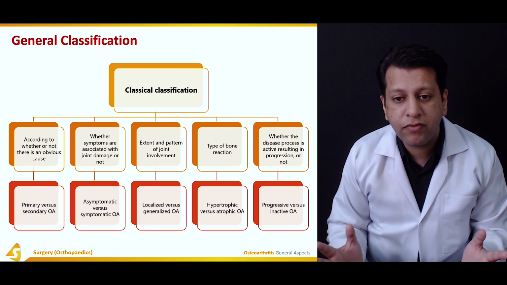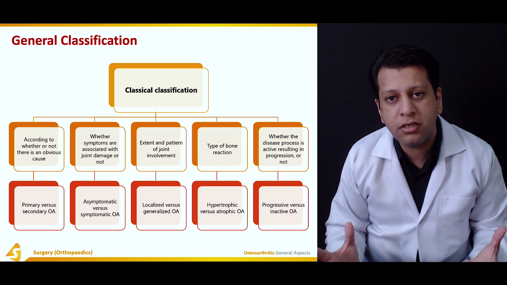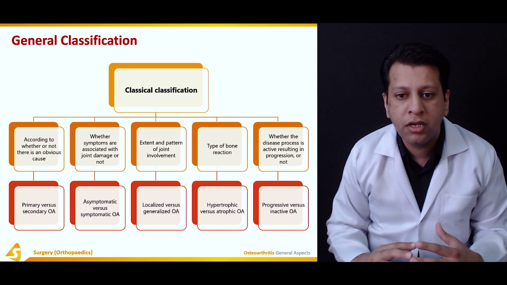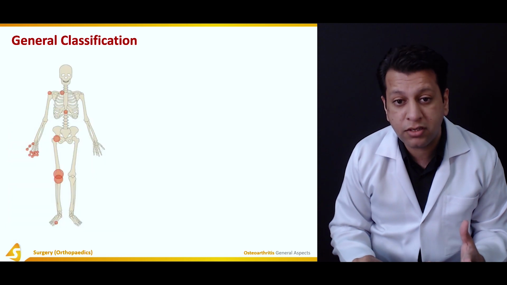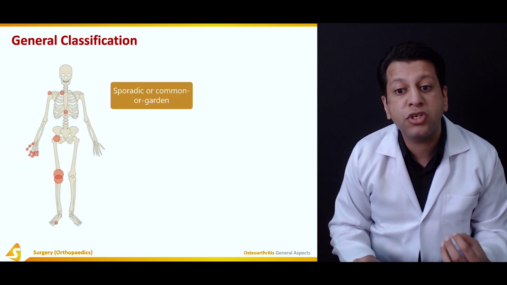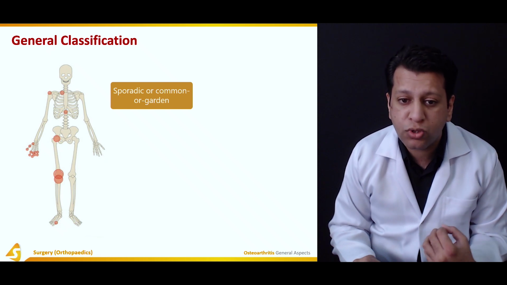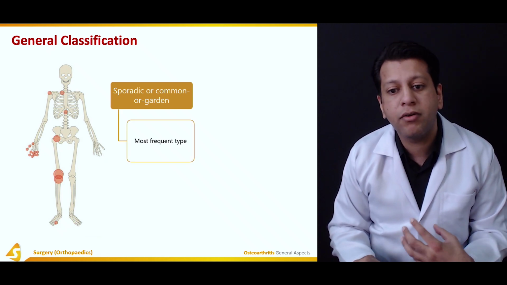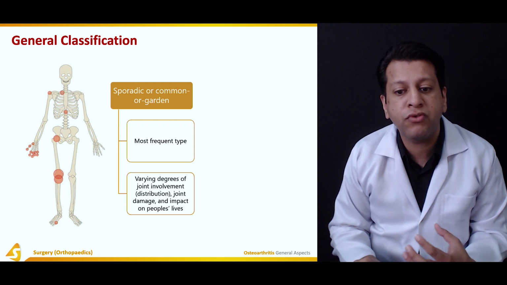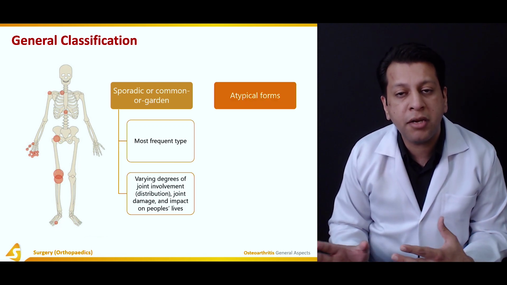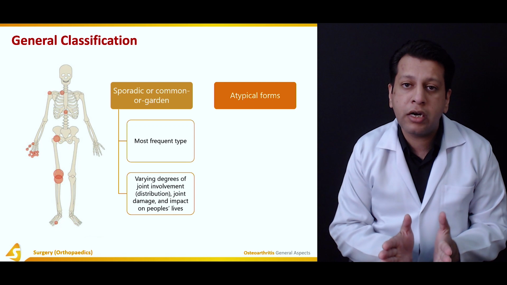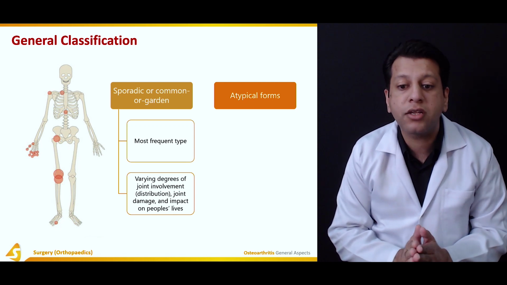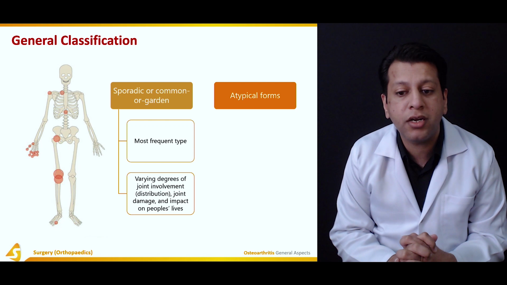But if you see, this classification is actually defining a single disease in some way or the other. But now they have divided it into a totally new classification, and that new classification is based on whether it is a sporadic or common form, which is the most frequent type, and the other is with varying degrees of joint involvement. These are the atypical forms. Usually they are associated with certain diseases. Common or garden osteoarthritis is most frequent, and it is associated with varying degrees of joint involvement and distribution, joint damage, and impact on people's lives.